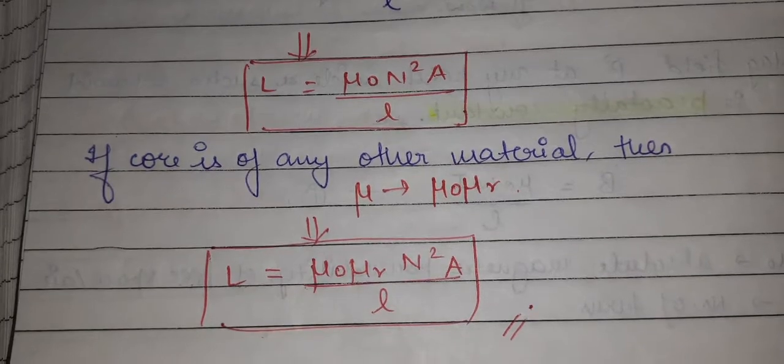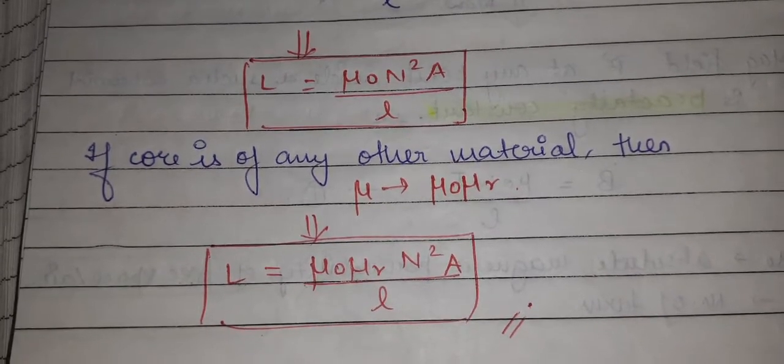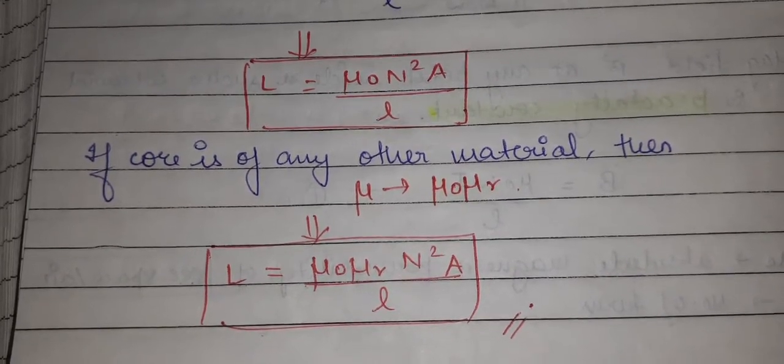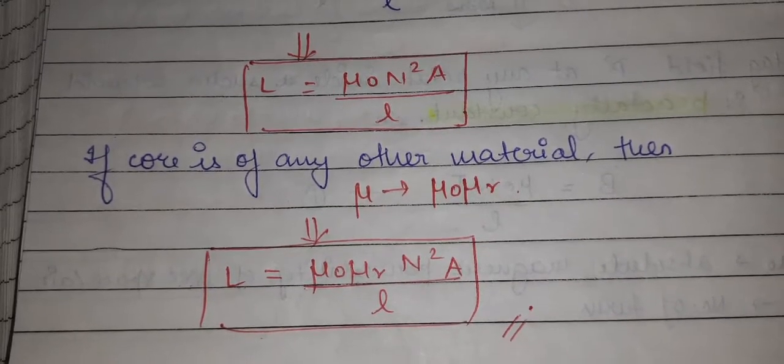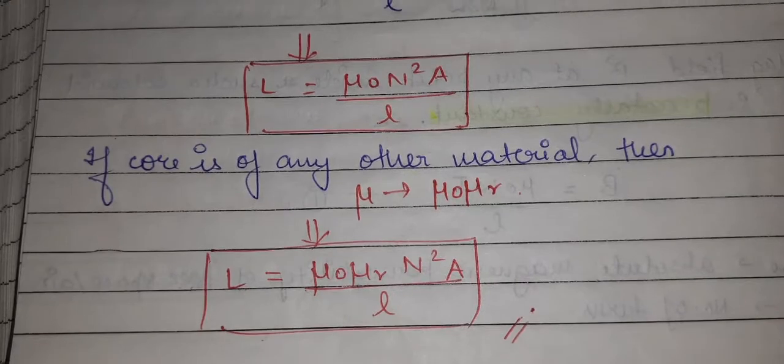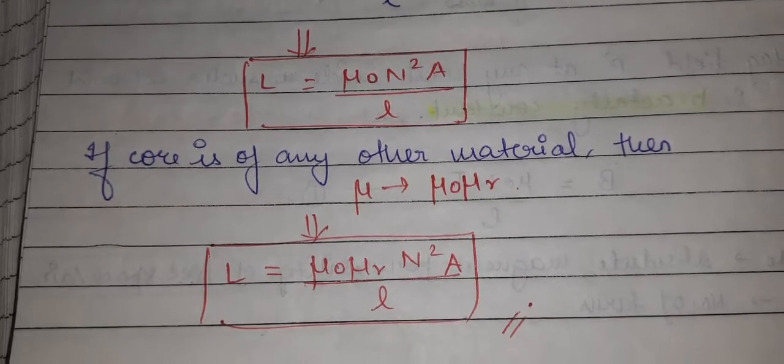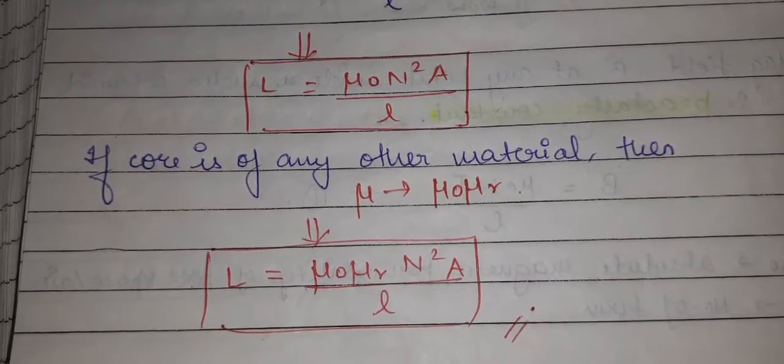Second thing, it is directly proportional to the area of the cross section of the solenoid, meaning the greater the area of the cross section of the coil or the loop, the turn, the more the self inductance. So L is directly proportional to the area of cross section.